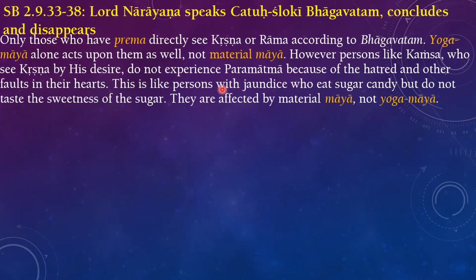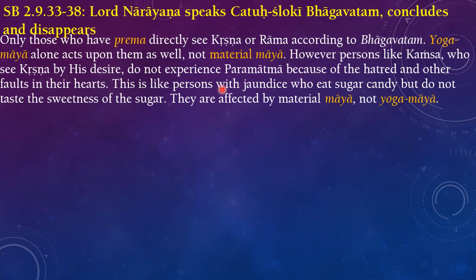However, persons like Kamsa, who see Krishna by His desire, do not experience Paramatma because of the hatred and other faults in their hearts. Duryodhana is also seeing Krishna, Kamsa is also seeing Krishna, but they are not seeing Krishna as the Supreme Lord because they never made an effort to see the Paramatma. So it's like that. This is like persons with jaundice who eat sugar candy but do not taste the sweetness of the sugar.